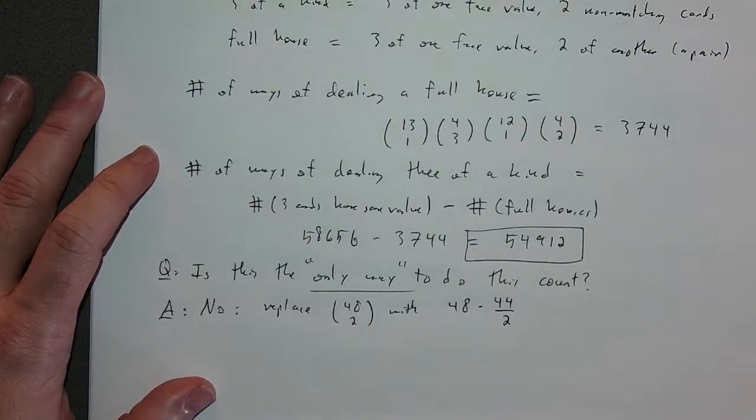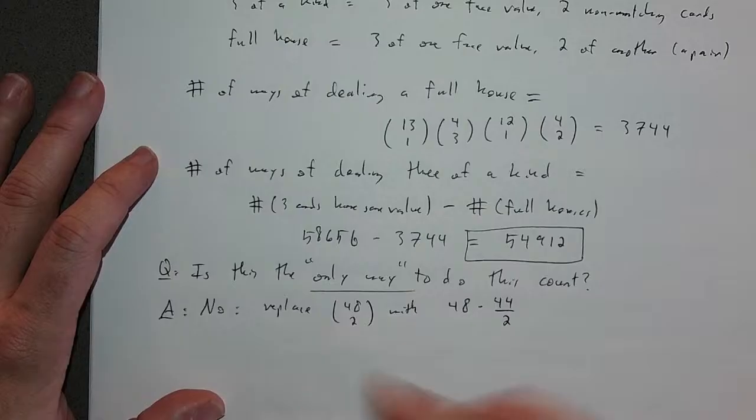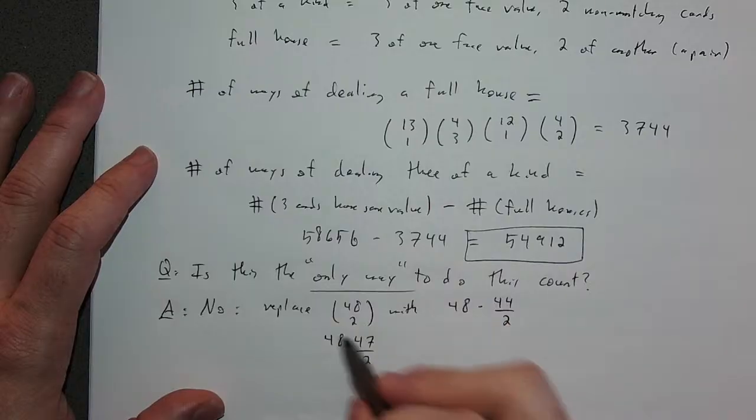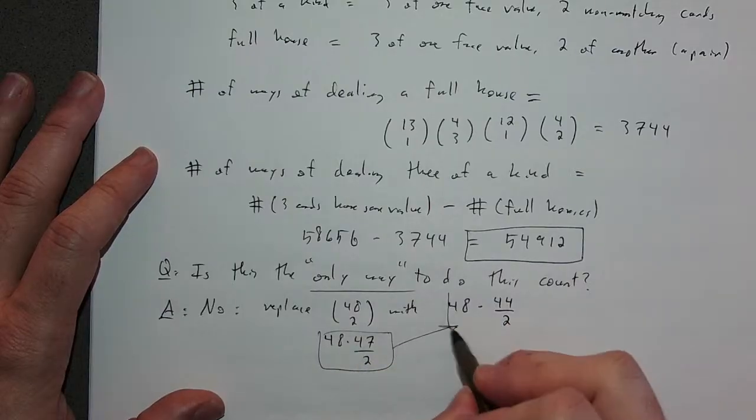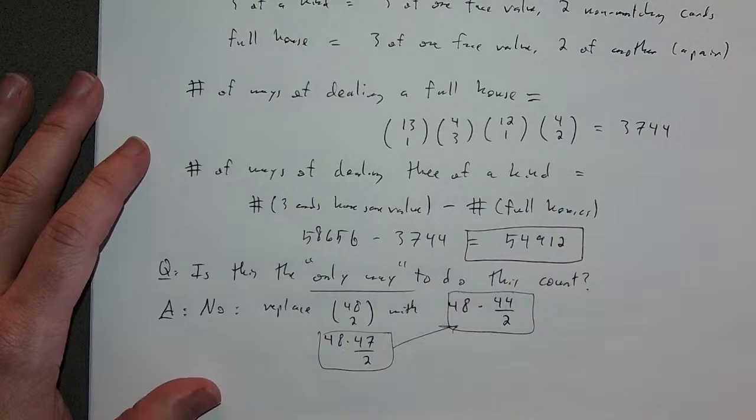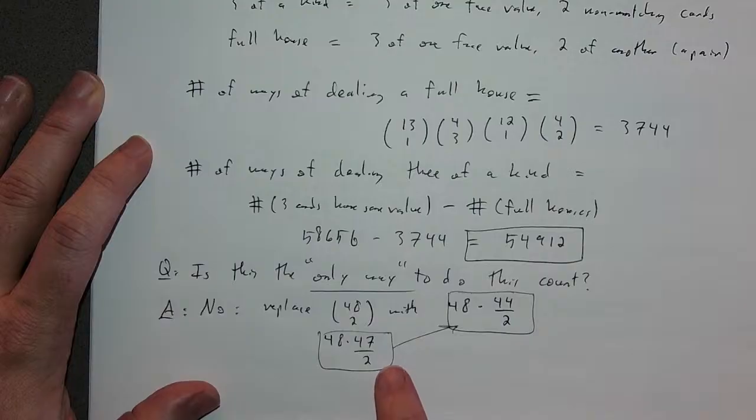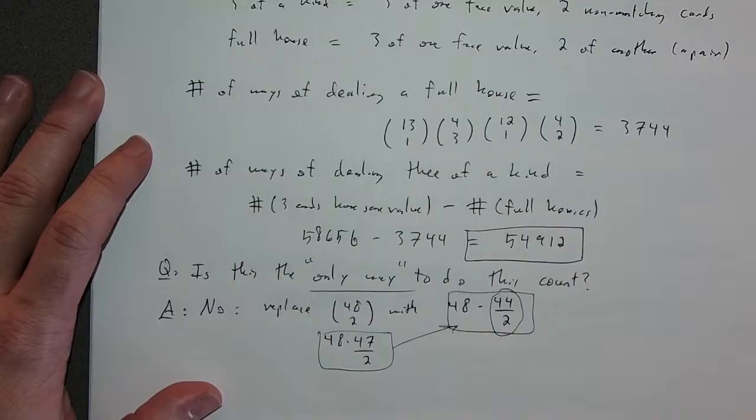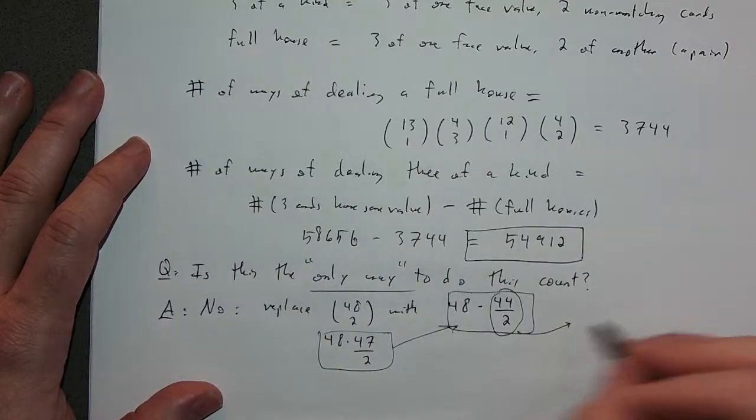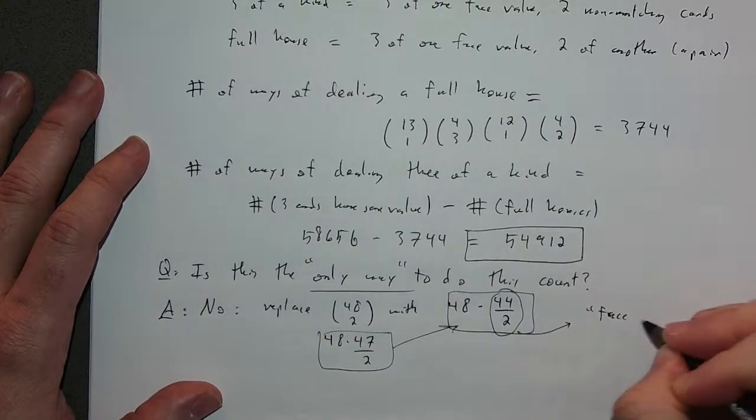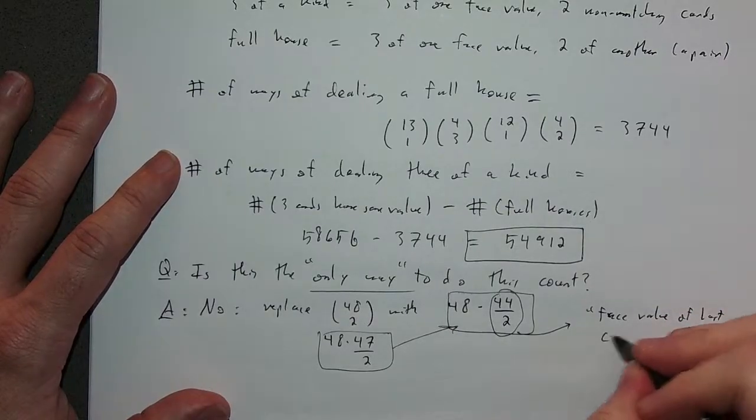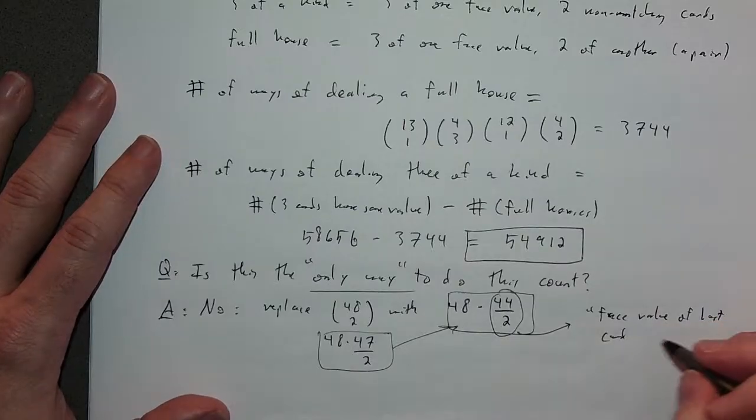Well, what is this though? This is 48 times 47 over 2. I'm replacing this with 48 times 44 over 2. How do I, where does this come from? Well, the face value of the last card should not match any other card selected.